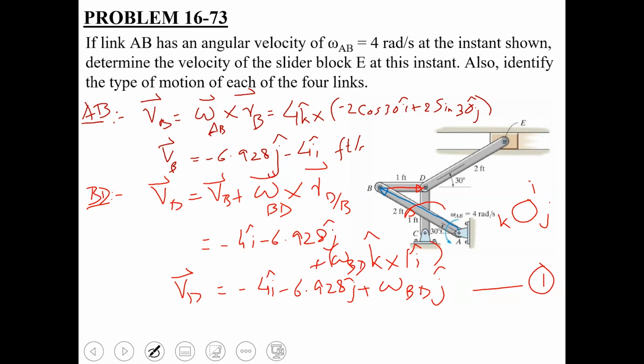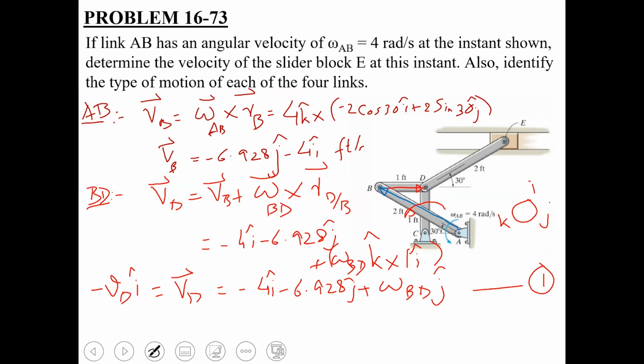It cannot be that AB is moving counterclockwise and CD starts moving clockwise. So it means that this link CD is basically rotating in a counterclockwise direction about point C. So what should be the direction of velocity of D? Towards the left. So we don't know its magnitude, but its direction is known to us. So we can write the vector VD to be equal to minus VD i. Is this point clear?